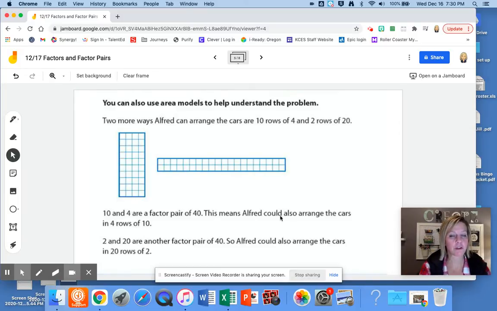This also means Alfred could arrange the cars into 4 rows of 10, and he could also arrange the cars into 20 rows of 2. So you can see that they are just switching the place of the factor pairs. 2 times 20 or 20 times 2 is the same answer, right? The picture would look different, but they're the same factor pairs, even though they're in a different order. So 10 times 4 or 4 times 10, those are still the same factor pairs, okay?